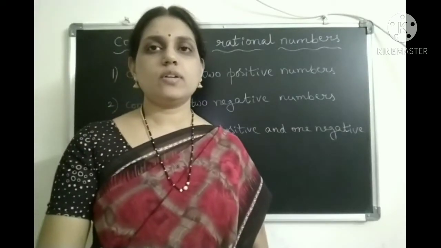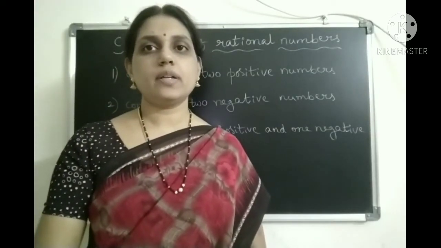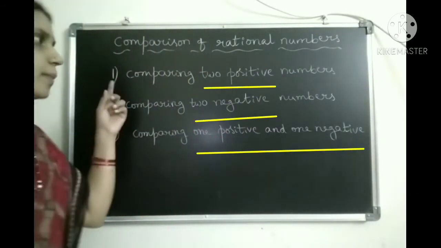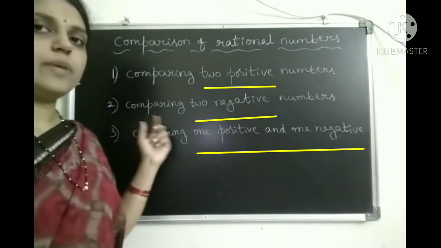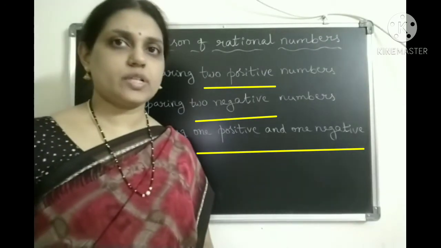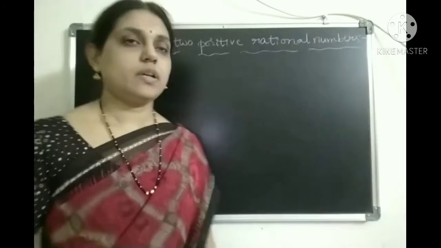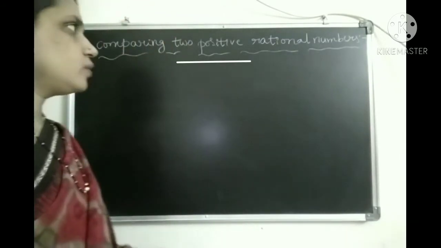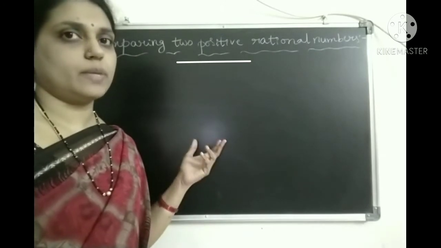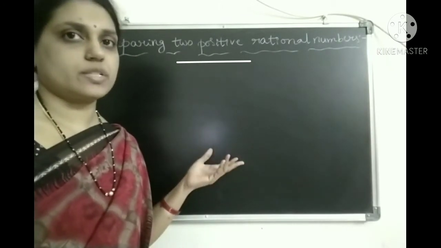Children, in this video we are going to learn how to compare two rational numbers. Here three cases are there: comparing two positive numbers, comparing two negative numbers, and comparing one positive and one negative rational number. Now we learn how to compare two positive rational numbers. Actually, comparing two positive rational numbers is nothing but comparing two fractions.